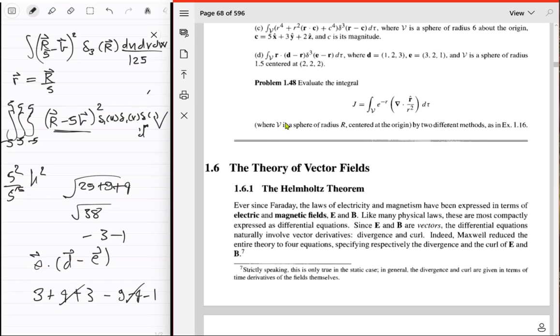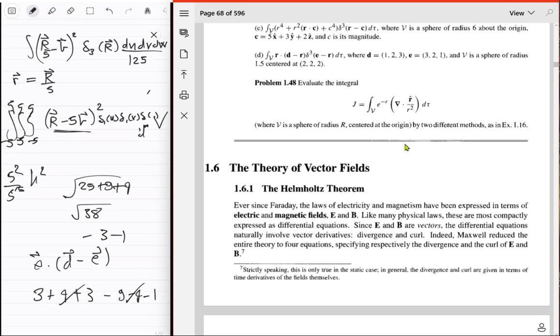Evaluate this integral, over a sphere of radius capital R centered at the origin, by two different methods as in exercise 1.16. Fine. So it's a volume integral over a sphere of radius R centered at the origin. I think I get it. It's just going radially outward, right? What if I could write this as a divergence of some other stuff? That would make much more sense. But what?